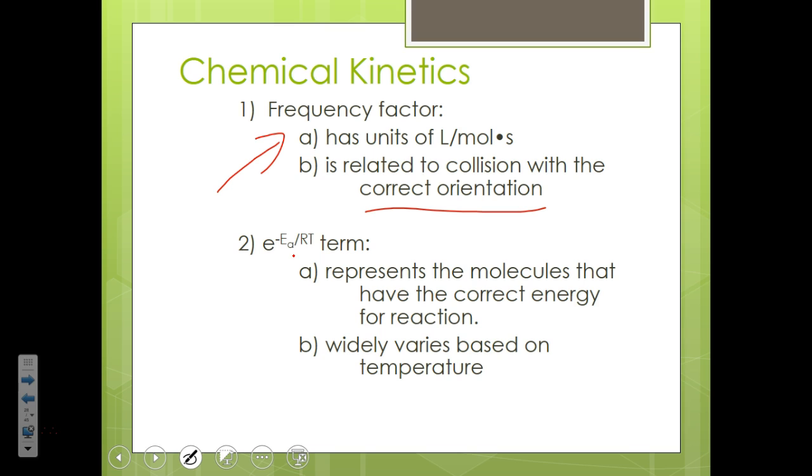The other term deals with the amount of energy that the molecule needs in order for a reaction to take place. And notice that R is a constant, the universal gas constant, but that value really changes based on temperature. And so that's kind of an interesting deal. The other thing that happens is that because it's a negative Ea over RT in the power, as temperature increases, the fraction of molecules with enough energy increases. And that's what we see chemically speaking.